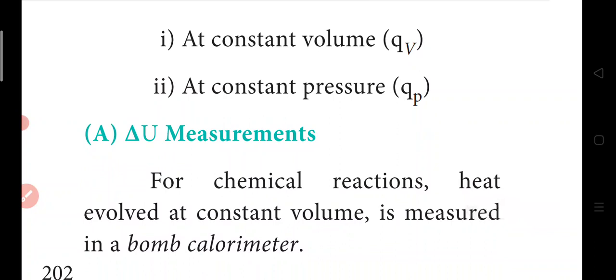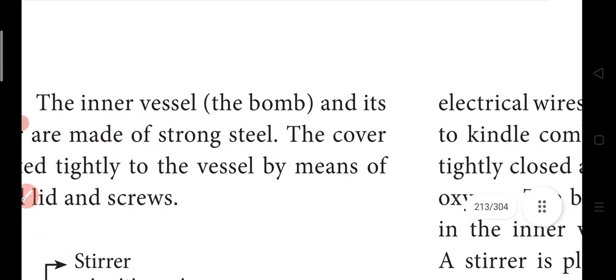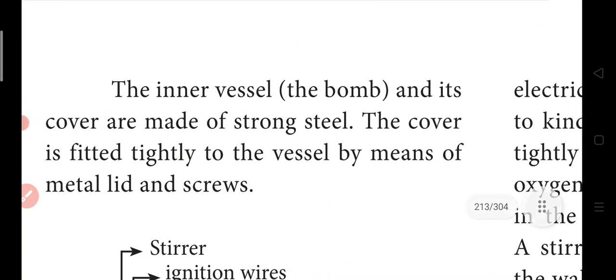First is delta U measurement. How to measure delta U, that is change in internal energy. For this we need heat evolved at constant volume. For chemical reactions where heat is evolved at constant volume, there should not be any change in the volume of the reactant whatever you are going to take. Now this is going to be measured in a bomb calorimeter. So the inner vessel or the bomb, the inner vessel means where we are going to carry the reactant or a substance. That volume should not change from initial till the end of the reaction, because we are going to do it at constant volume.